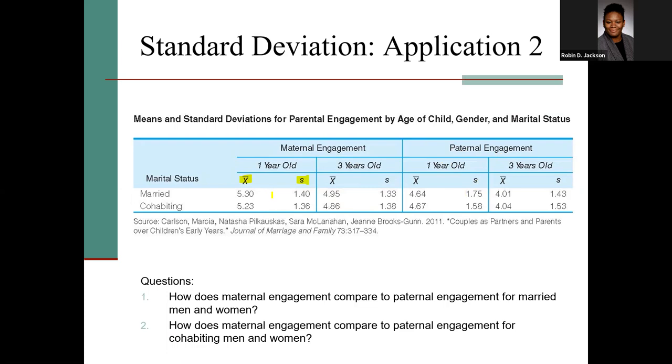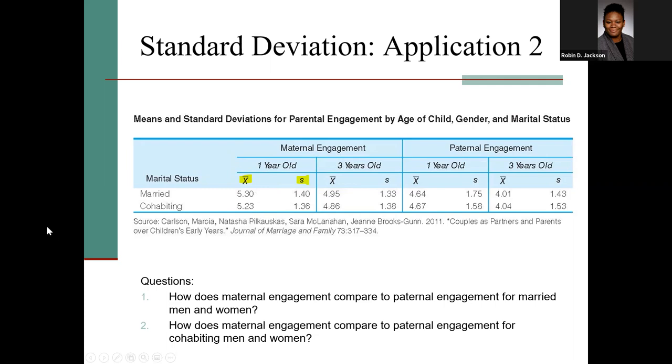And so what the mean score is telling us, like in the first one, in the married, for the 1-year-old, the mean score is 5.3, whereas for cohabitating, it's 5.23. Well, what that's telling us is for a married woman with a 1-year-old, the mean score for maternal engagement is higher than the mean score for those women cohabitating with a 1-year-old. This means that maternal engagement is higher among married women with a 1-year-old, right?